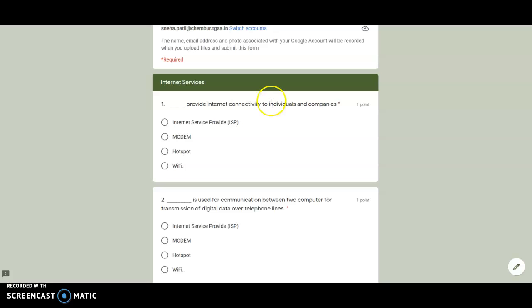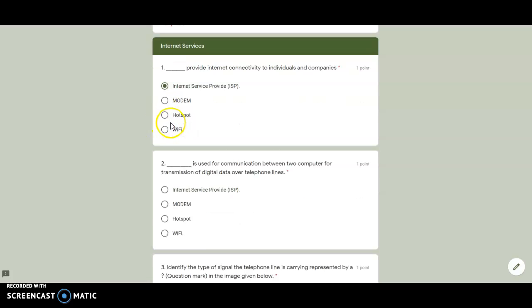Okay, so who provides the internet? We have learned this. Yes, that's correct. Internet service provider is the one who provides internet. Okay, so I'm selecting this one.